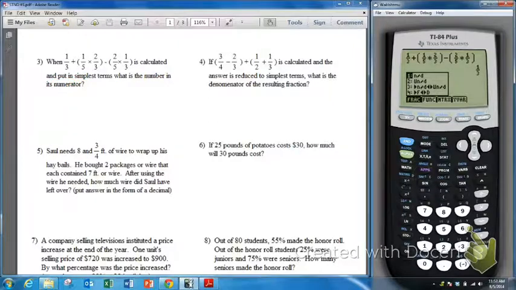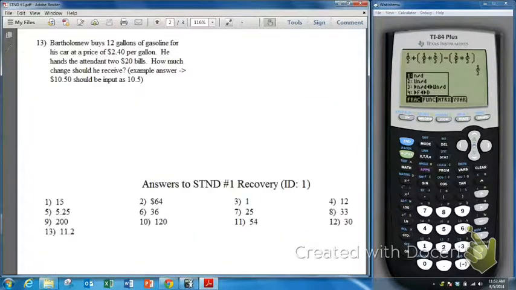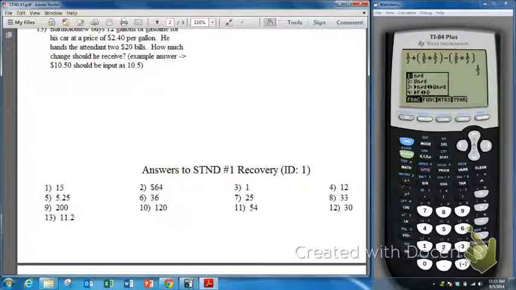And as always, we can go back to the last page here and check. The answer to number 3 is in fact 1.